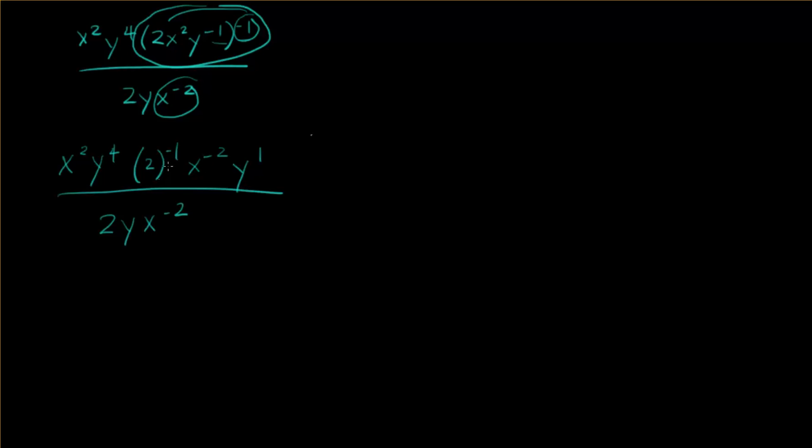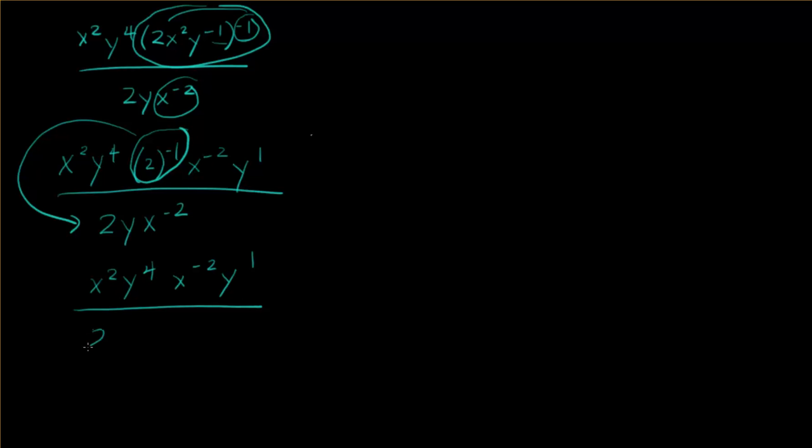So we have 2 to the -1. What does that mean? That means that this right here is going to go down to the bottom. Okay, so we know that's going to happen. So we have x to the 2nd, y to the 4th. I'm going to keep that x to the -2 up here, just to have a little fun. Okay, so we have a 2. We originally start out with a 2. And this 2 to the -1 is going to move down. So that means it's just going to be 2 to the 1. And then we have an x to the -2 and a y.